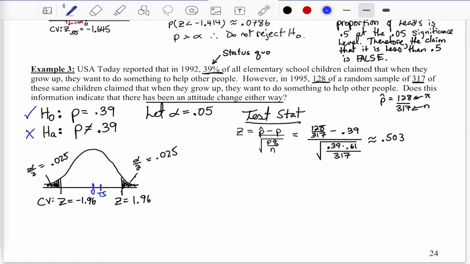But I want the p-value, because that's going to tell me whether it would reject under other circumstances, like if I had selected an alpha value of 0.10 or 0.01. The p-value is helpful in making that determination. So for the p-value, we're looking for the probability that z is going to be greater than 0.503.